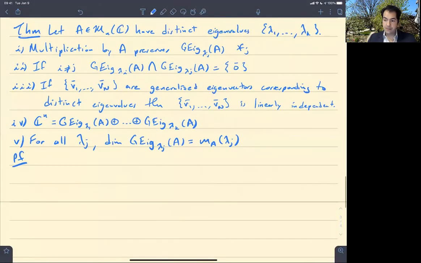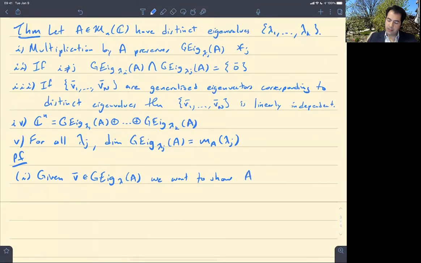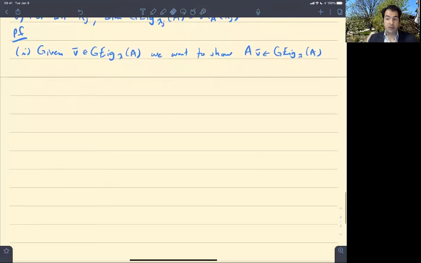Okay, so let's prove this. So part one: what we're claiming is that if you give me a vector in the generalized eigenspace corresponding to some lambda, we want to show that A sends that vector to another generalized eigenvector, or possibly 0. But it sends it to another element of this generalized eigenspace. Okay, so why is that true? Well, we know the generalized eigenspace is the kernel of (A minus lambda times the identity) to the n. So we know that (A minus lambda times the identity) raised to the nth power applied to V is equal to 0, right? And that's what we want to show is true for A times V.